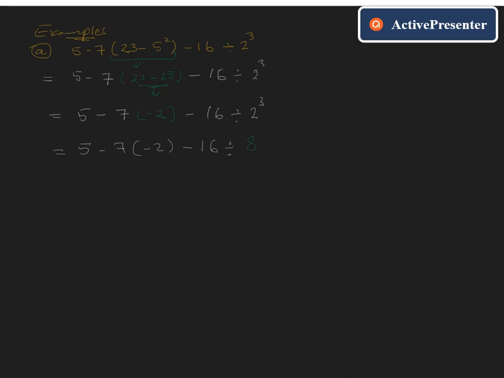Now we have multiplication and division, so we start from left to right, and the rest will remain the same, of course. 5, then minus 7 multiplied by minus 2 is plus 14, and minus 16 divided by 8 is minus 2. Following the order, from left to right, addition and subtraction: 5 plus 14 is 19, minus 2 is 17.